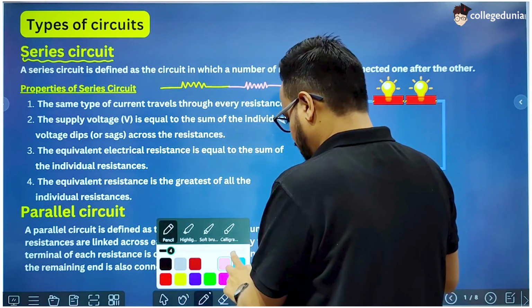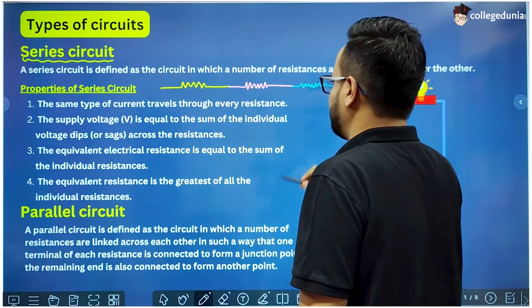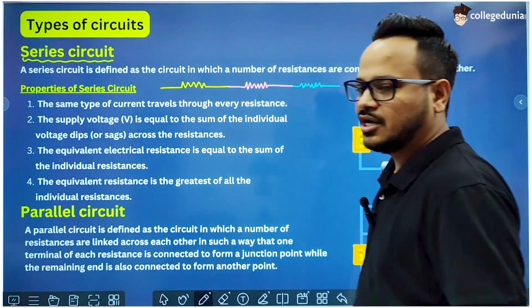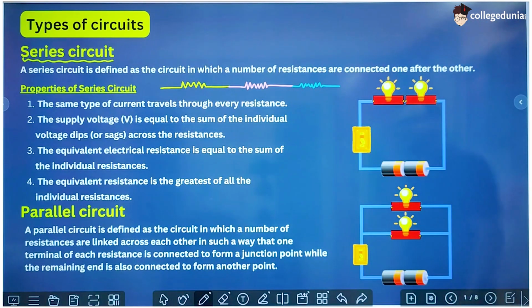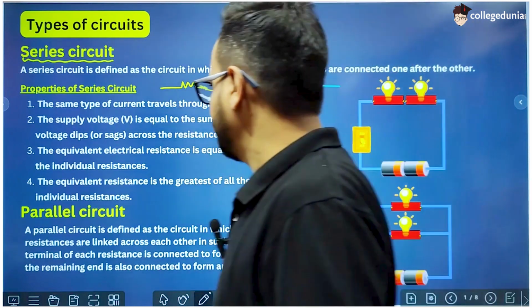and it is then connected to one end of the third resistor like this, and this whole combination is connected across a battery. So this is called the series combination. Here we have shown two bulbs which are connected in series across a battery, and a switch is also shown in the circuit.